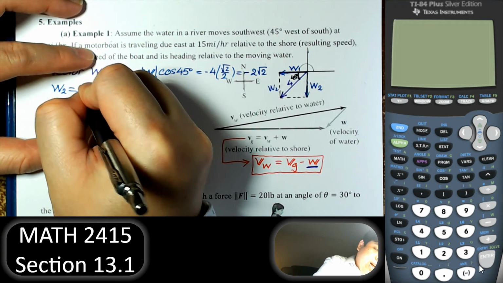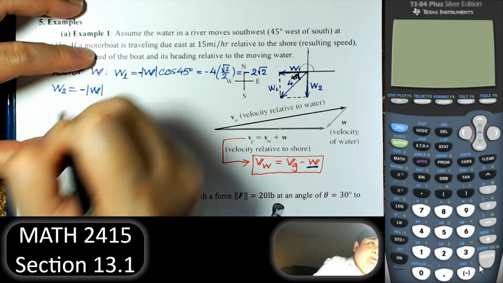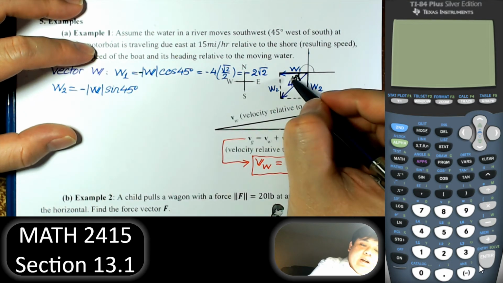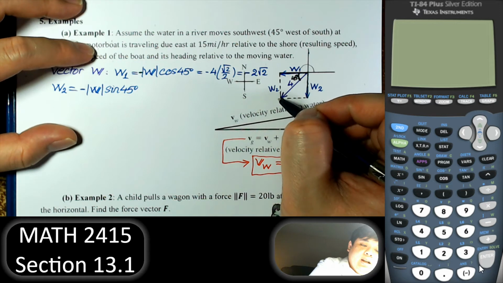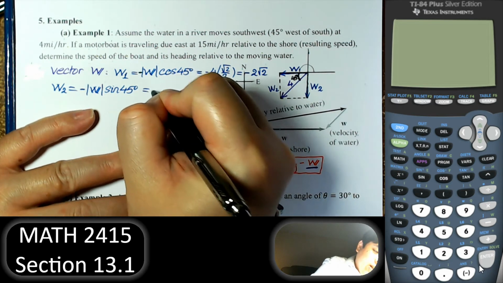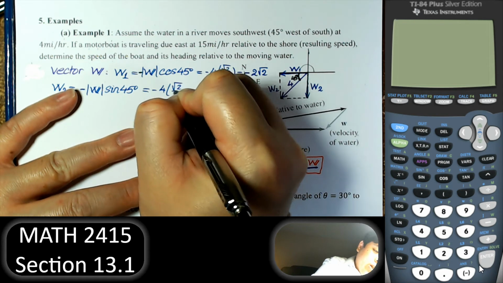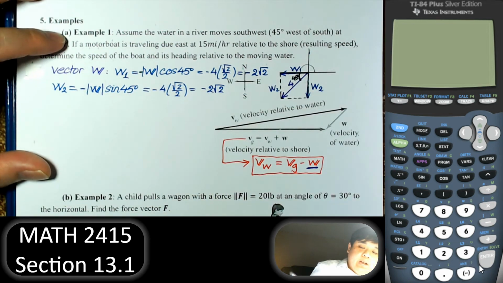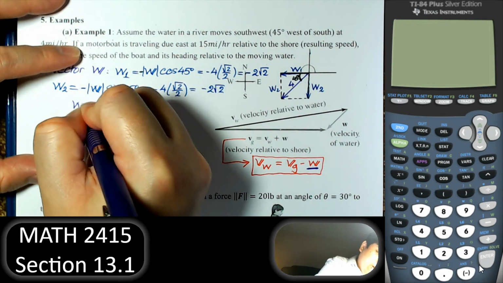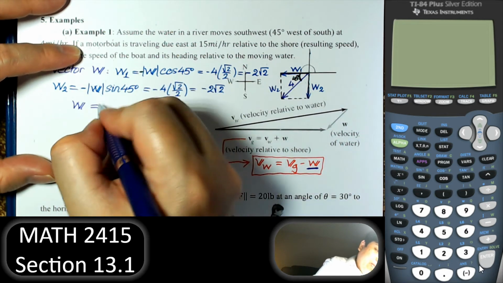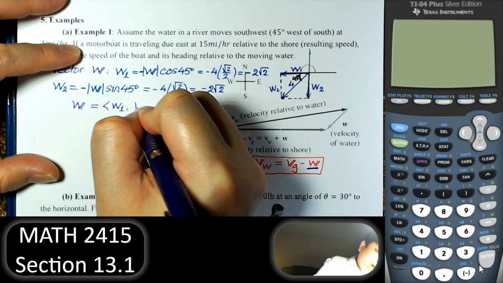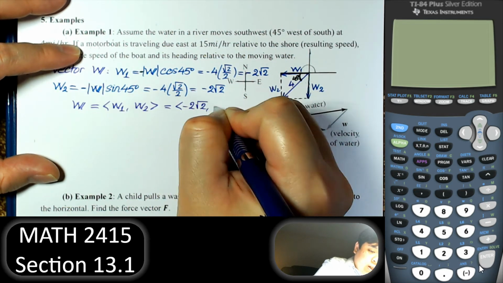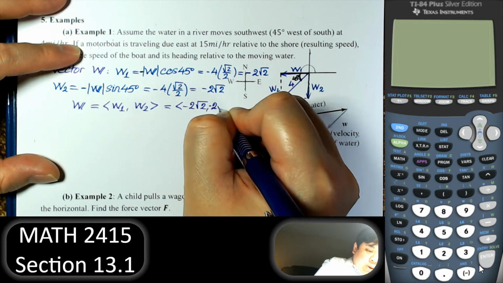W2 pointed down, so that will be negative, the magnitude of W times sine of 45 degrees. So opposite, and then adjacent. Simple enough. So negative 4 square root of 2 over 2, for sine 45 degrees, cancels with 2 square root of 2. So in this case we have vector W equal to W1, W2, and we have negative 2 square root of 2 and negative 2 square root of 2. Both of them are negative.